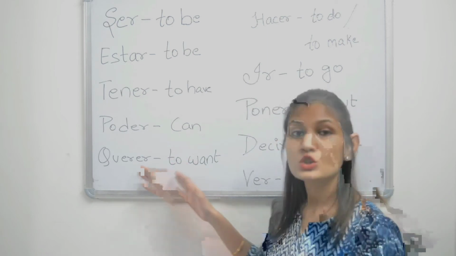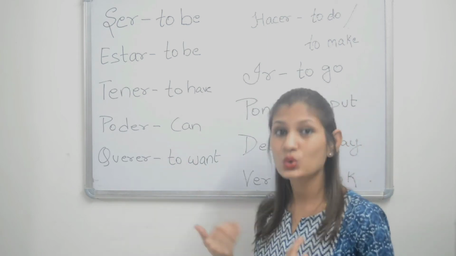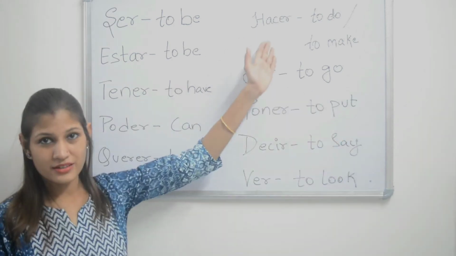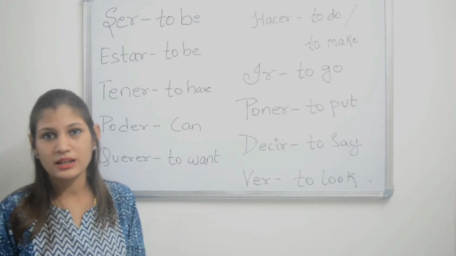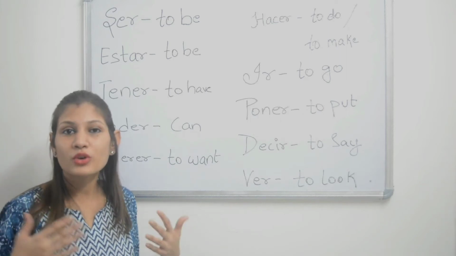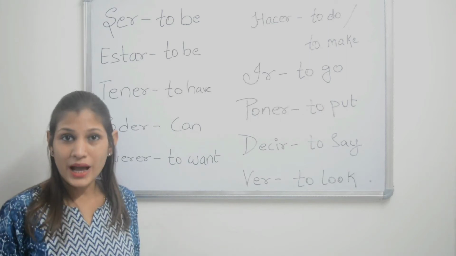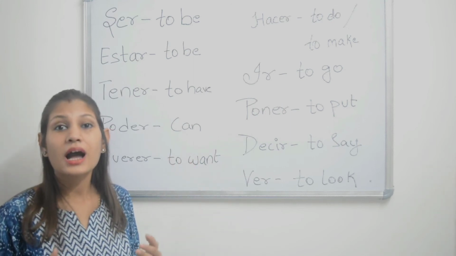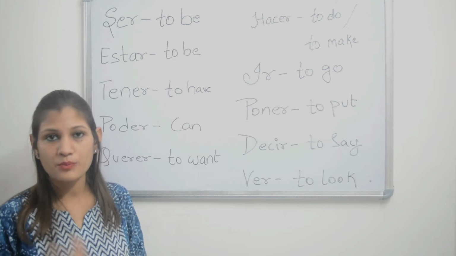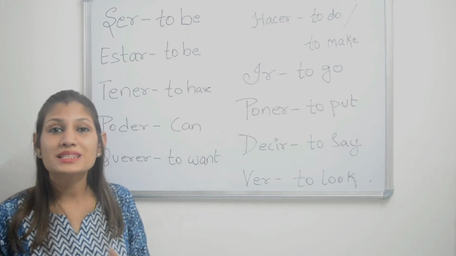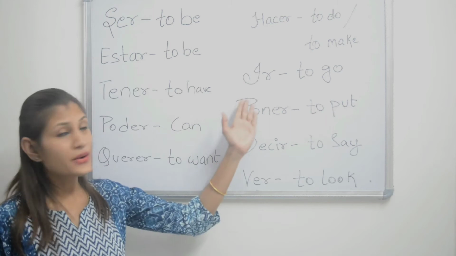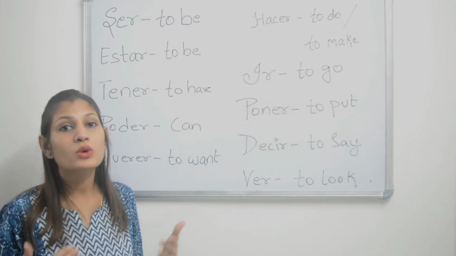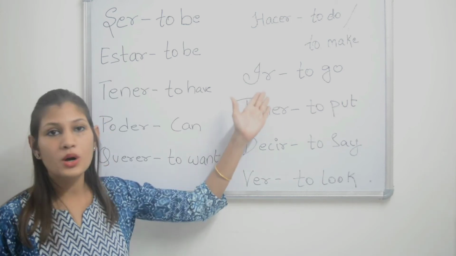Querer is to want. Yo quiero un coche. I want a car. Hacer is to do or to make, like when you are preparing for an exam. So Spaniards use yo hago el examen. I am giving an exam. Ir is to go. So when you are leaving for somewhere or you are going somewhere, you use the verb ir.